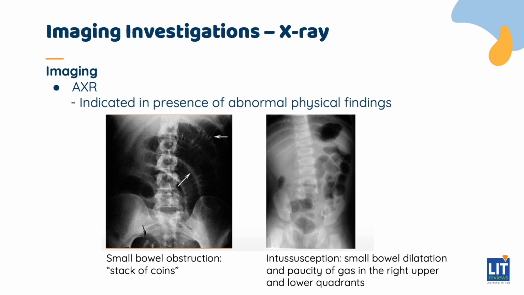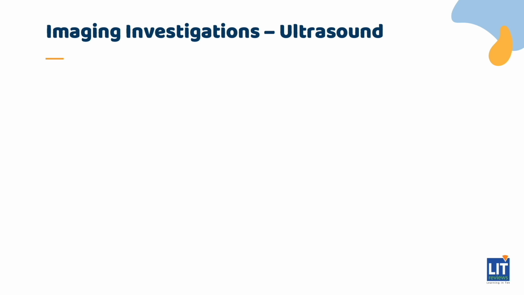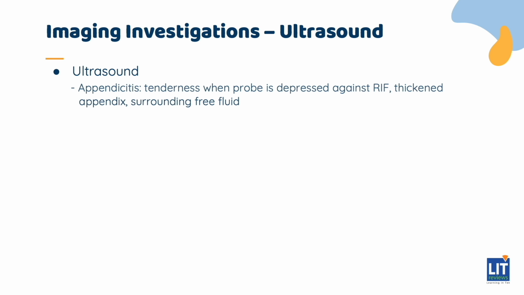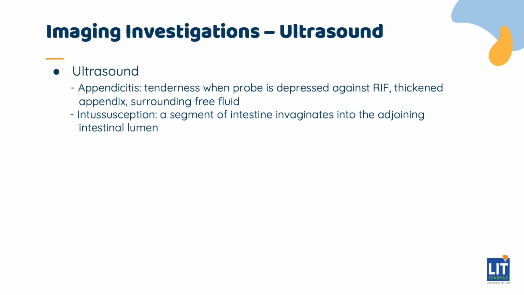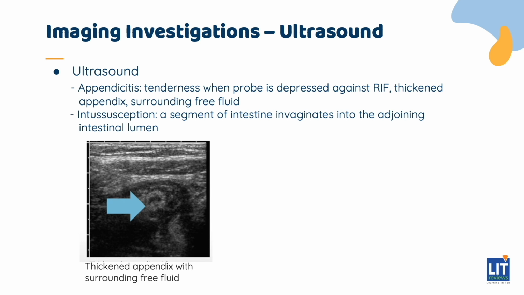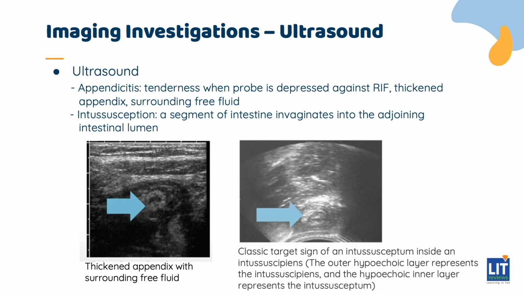The next abdominal X-ray shows the presence of intussusception with paucity of gas in the right lower and right upper quadrants. Ultrasound abdomen is useful for picking up appendicitis as well as intussusception. This is an ultrasound showing appendicitis with an inflamed, thickened appendix with surrounding free fluid. This is an ultrasound showing the classic target sign of intussusception.